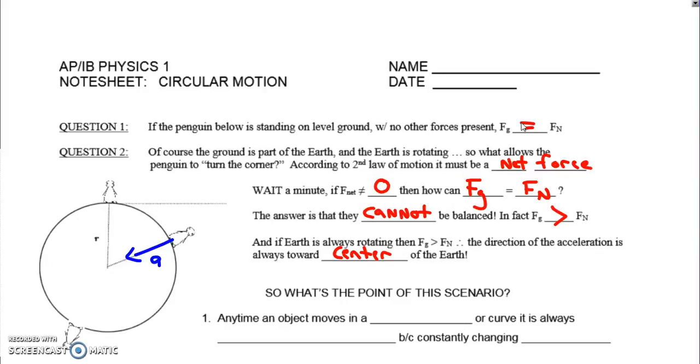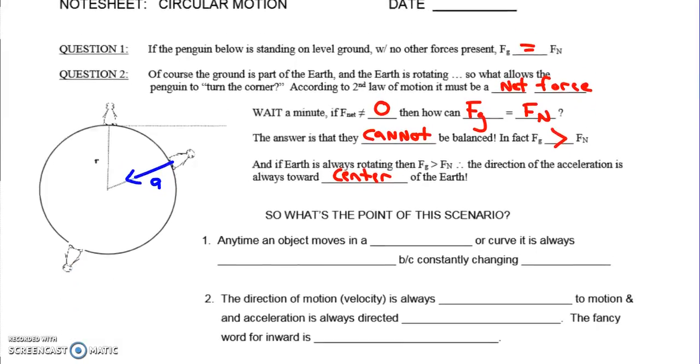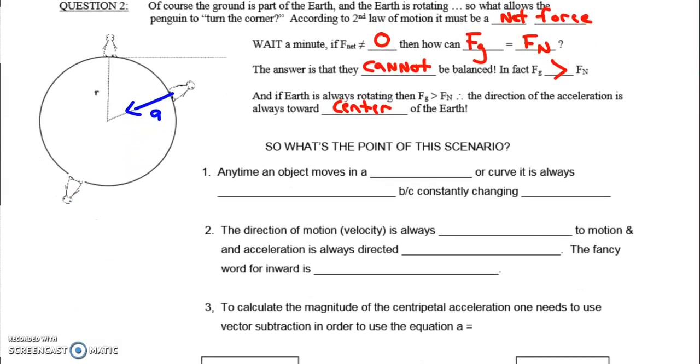So what's the point of this scenario? Well, first of all, what we want to do is establish that anytime an object moves in a circle or a curve, it's always accelerating. This is nothing new. We're just formally talking about it now. It's accelerating because it's constantly changing direction. So it's the direction of the velocity, not necessarily the magnitude of the velocity.